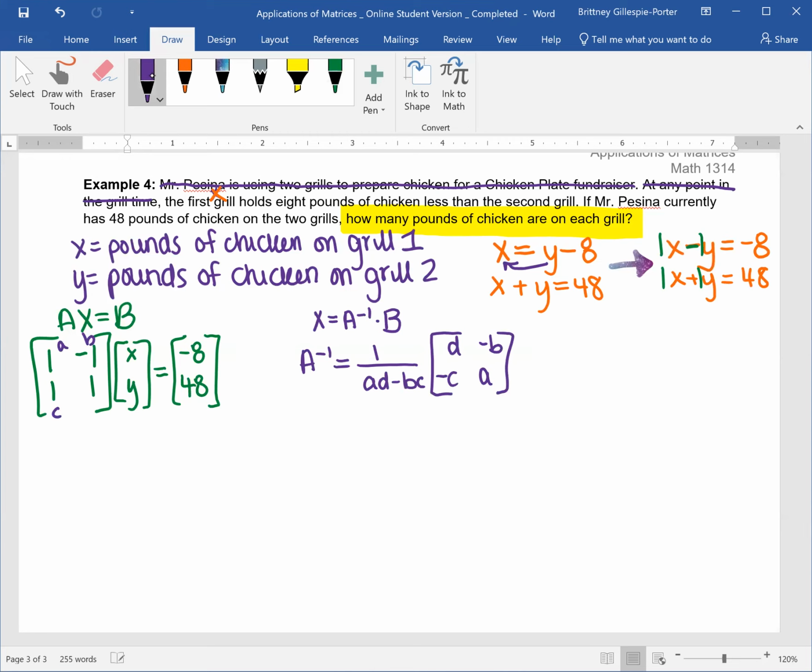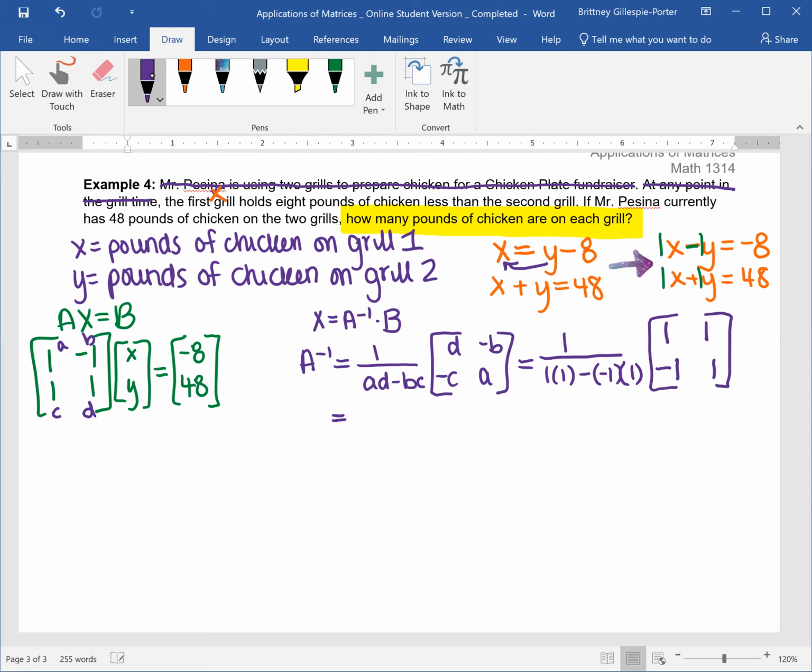If we label our elements in matrix A, we find out that we are going to have 1 all over A times D, so 1 times 1, minus B, which is negative 1, times C, which is 1. 1's everywhere. Times our crazy matrix, where D and A flip-flop, and we negate on the backswing, so C becomes negative, and since B was already negative, it becomes positive.